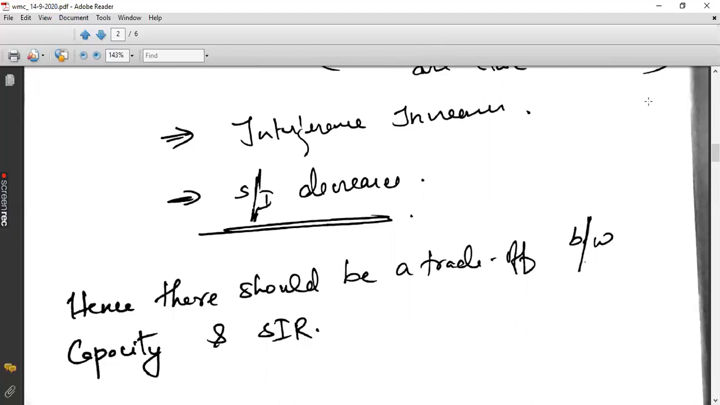So I'll stop at this point. Just go through this PDF. I'll share this PDF in the classroom. Go through this. If any doubts, you can ask. This is very important for you. Okay. How the capacity and the SIR ratio are changing with respect to the value of capital N.